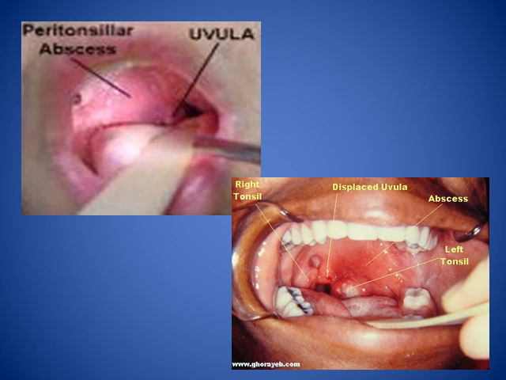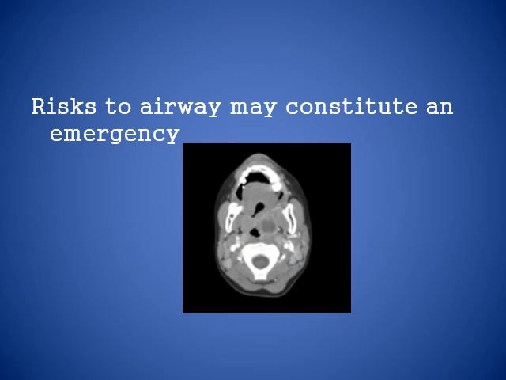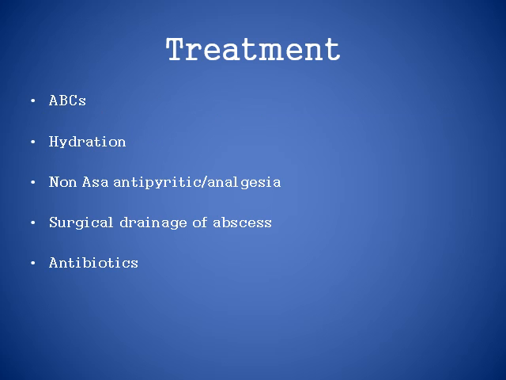Here's some pictures of what it might look like. So it displaces the uvula off midline, so it's pushed to the side, and you might have some swelling on one side of the neck. So risk to an airway may constitute an emergency. Anytime you have swelling in your throat that's compressing it, you always want to think about the potential for airway compromise. Mainstay, remember, airway is number one. Secure an airway. Hydration, treat fevers appropriately. Some kids will go on and need a surgical drainage of the abscess and antibiotics.